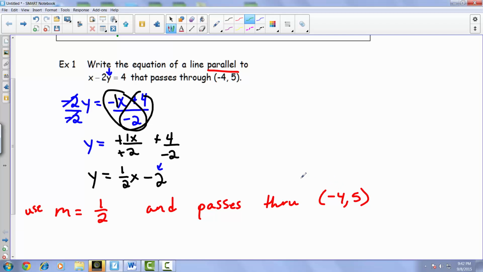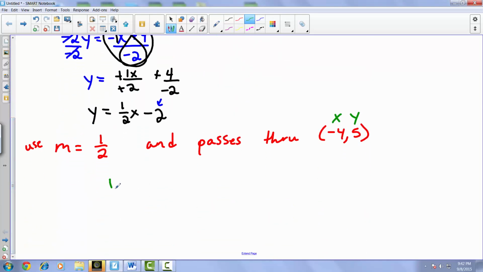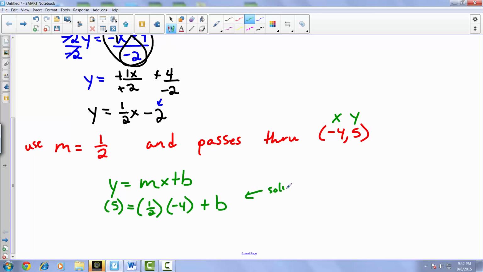Well, if you think for a moment, if it's passing through this point, we end up with some x and y value. Now, using our slope-intercept equation, we have y is equal to mx plus b. We can actually go ahead and throw in our m, since we know what it is. That's 1/2. We also have an x and a y, so we can even throw those values in. So over here we have 5. Our x is -4. We have no clue, though, what this b value is. So right now it's still just b. And the goal here is to solve for b.